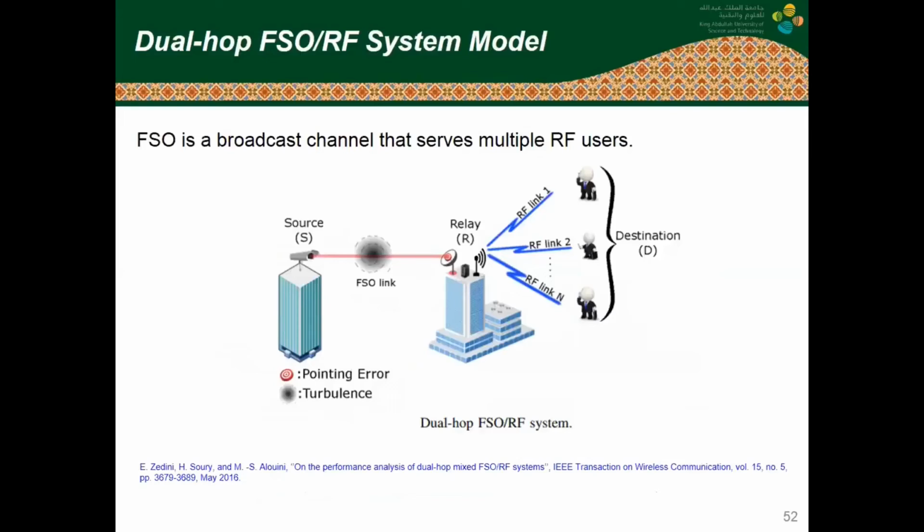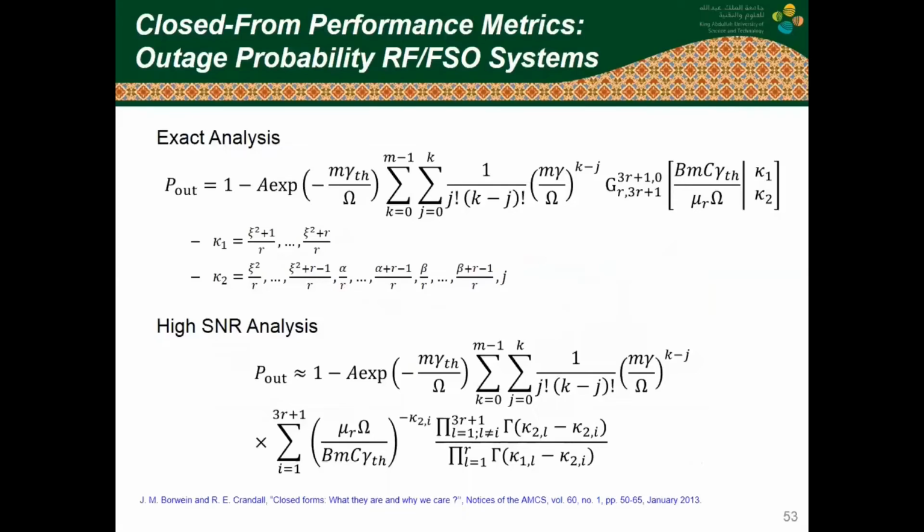That's the other way around. You have an FSO as a first hop, and then the signal being dispatched to multiple users. So these kinds of FSO RF systems have been studied. We were able to develop some interesting exact analytical results. Again, they are in terms of the G function or asymptotically in terms of these finite sums.